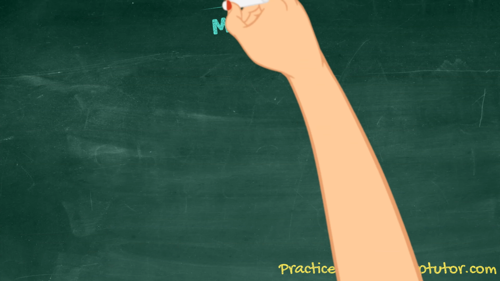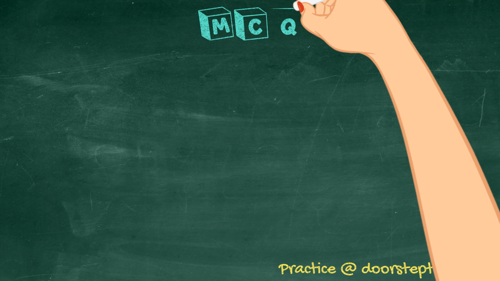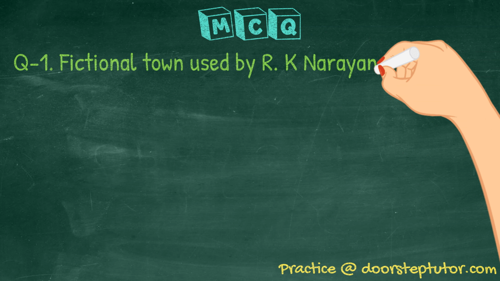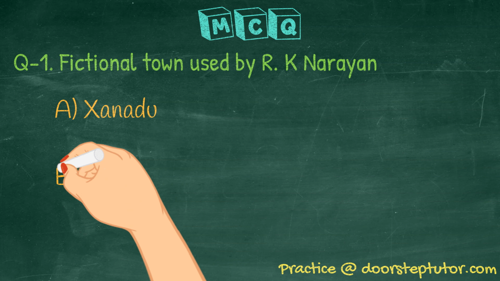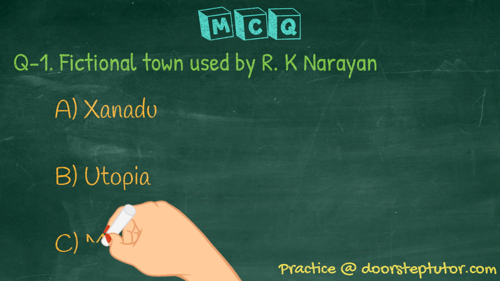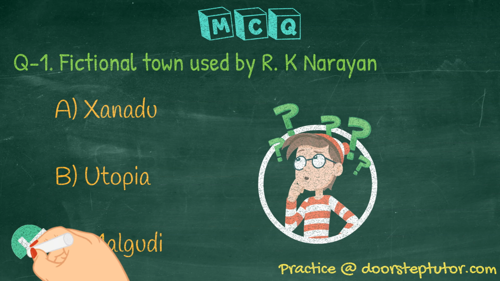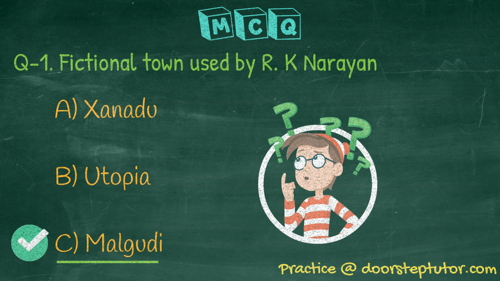Now we shall have some MCQs to boost your memory as usual. First, fictional town used by R.K. Narayan. Option A is Xanadu, option B Utopia, option C Malgudi. Guessed? So the answer is option C, Malgudi.